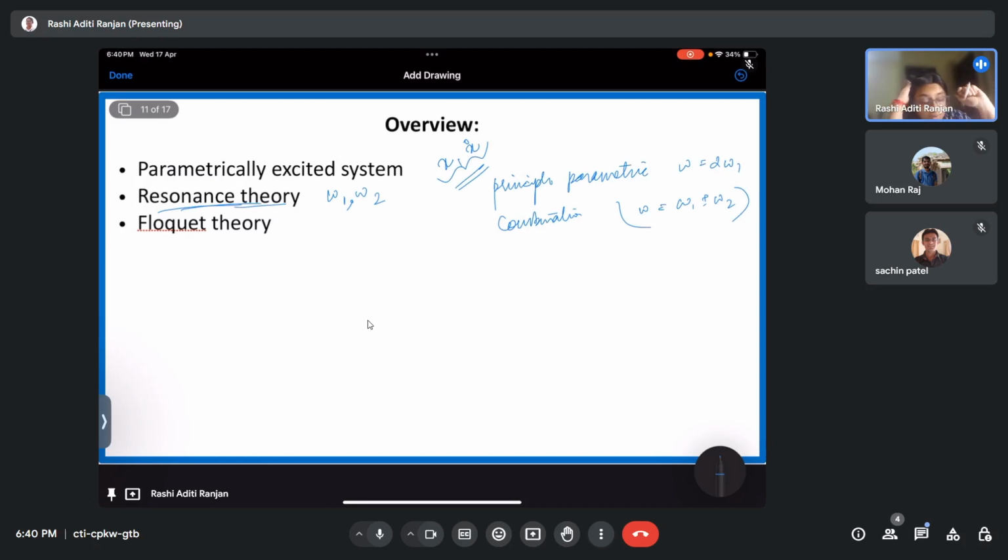Right. And there was one more criterion, if I remember, that lambda equal to 1 and lambda equal to minus 1. If my lambda was equal to 1, then the period of my solution was T, and if my lambda was minus 1, then the period of my solution was 2T, if you remember, where T was the time period of parametric excitation. Okay, so this was about the Floquet theory.